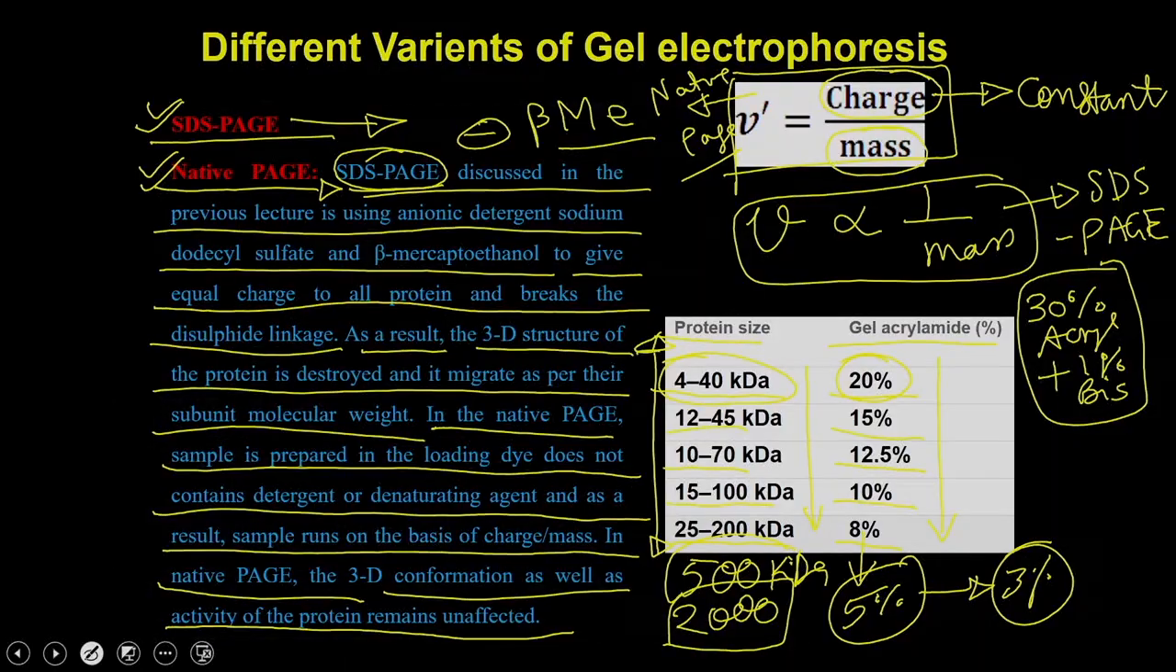Apart from that, suppose you have proteins at the lower end of this range. For example, if you have amino acids which you are interested in resolving on the acrylamide gel, then you cannot go beyond 20%, because that is the maximum you can prepare from the 30% acrylamide solution. But the 30% acrylamide solution has only 1% bisacrylamide.